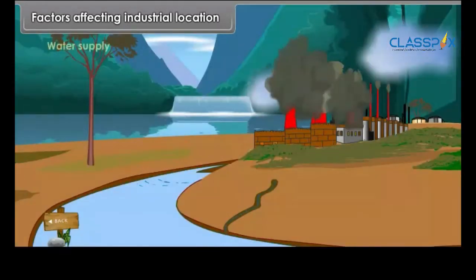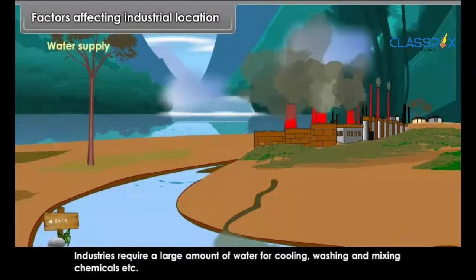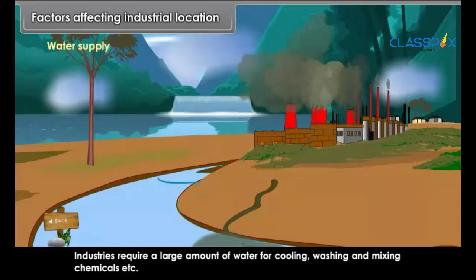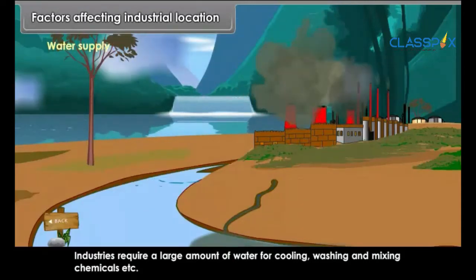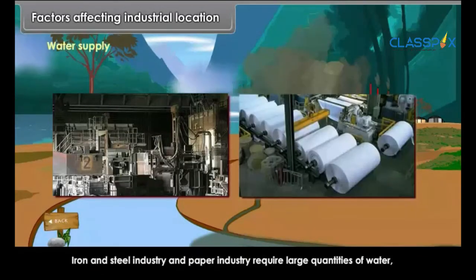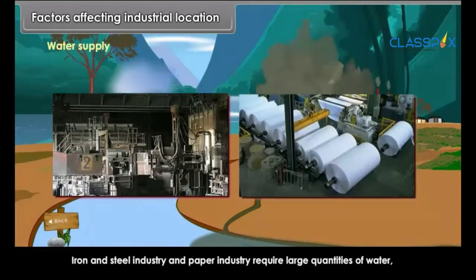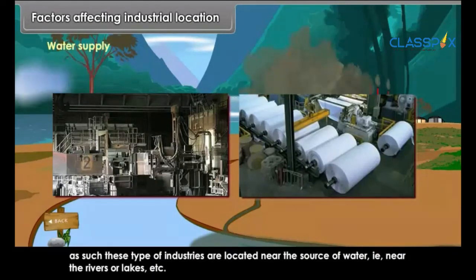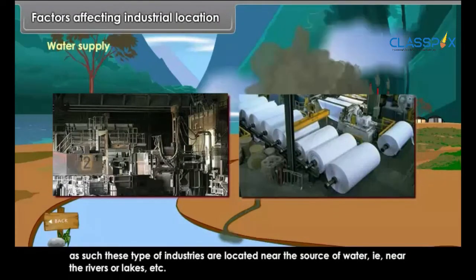Water supply. Industries require a large amount of water for cooling, washing and mixing chemicals, etc. Iron and steel industry and paper industry require large quantities of water. As such, these types of industries are located near the source of water, that is, near the rivers or lakes, etc.